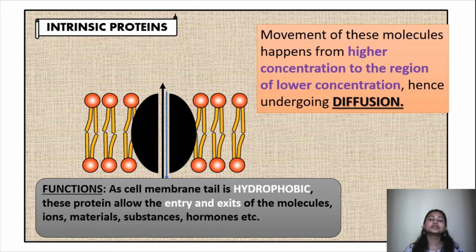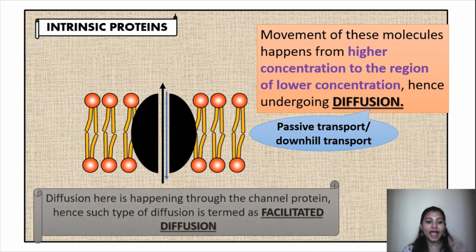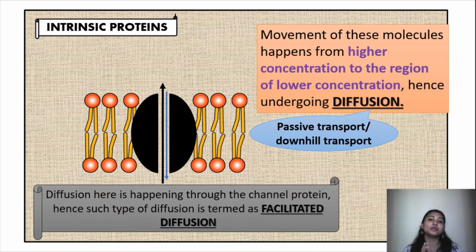Now, this is not a simple diffusion. Diffusion, we know, is a passive transport where the molecules move from higher concentration to the region of lower concentration. It is also called passive transport or downhill transport. But here, as the molecules are not directly passing out, they need a medium, and that medium is nothing but the channel protein or the transmembrane protein. Since the diffusion is happening with the help of a channel protein, it is termed facilitated diffusion.